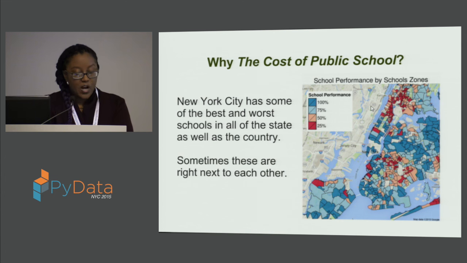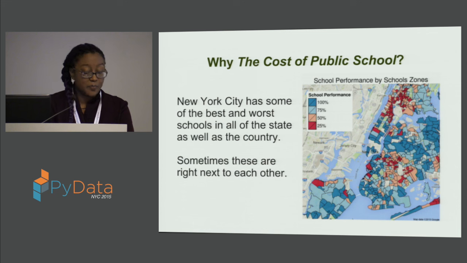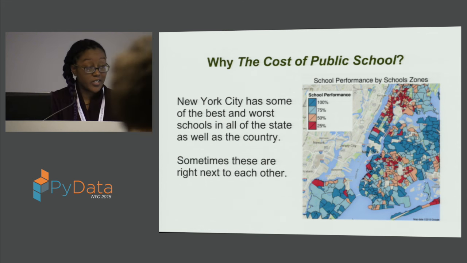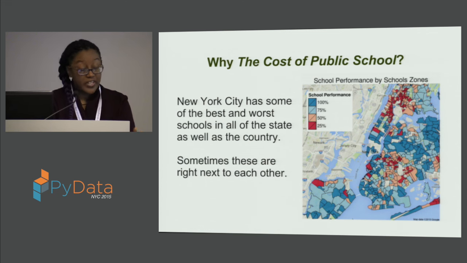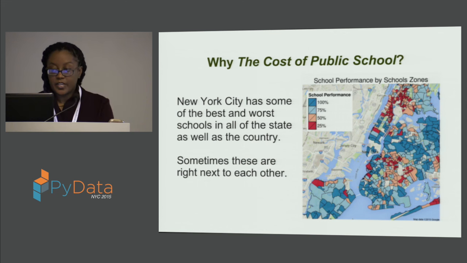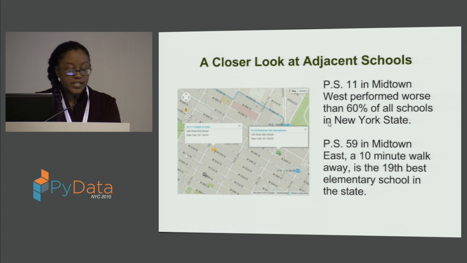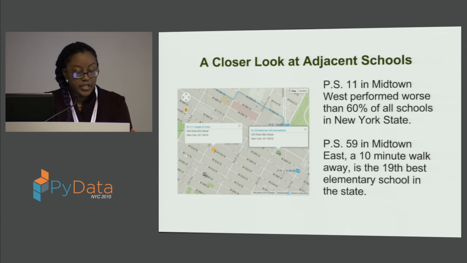So while this doesn't really seem like a big deal right off the bat, New York City has some of the best and worst schools in all of New York State and in all of the country, and some are pretty much right next to each other. This is a graph we made during the program that shows the school performance by school zone. The blue is good and the red is bad. And if we zoom in, we can see this effect in action.